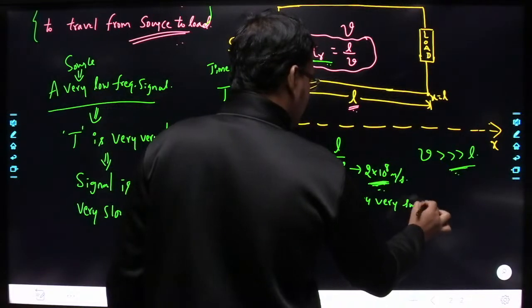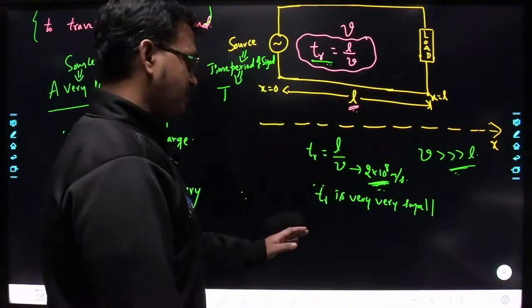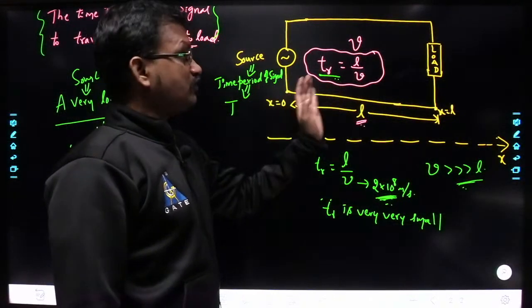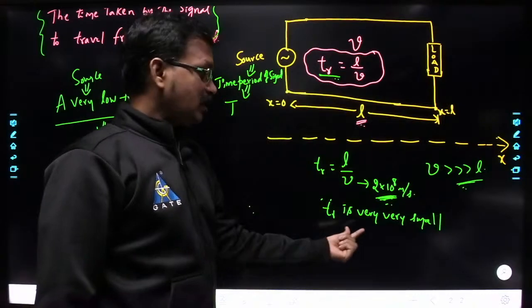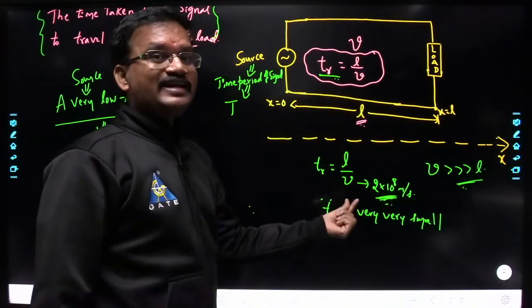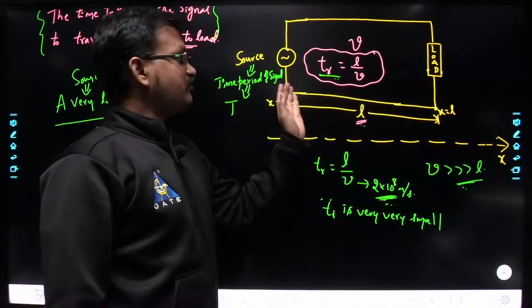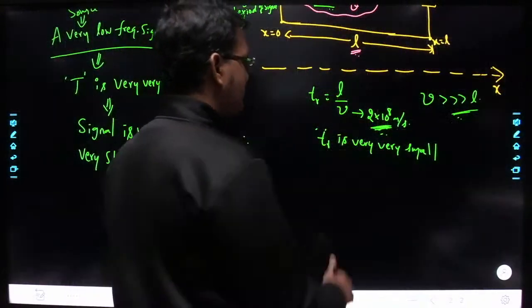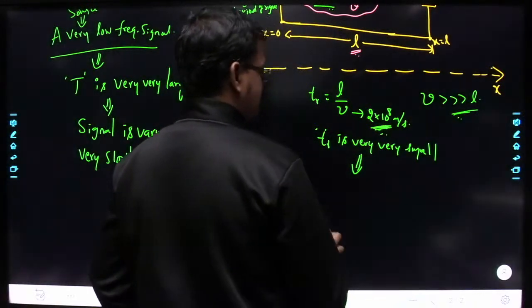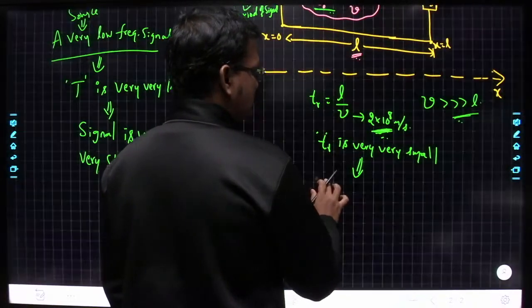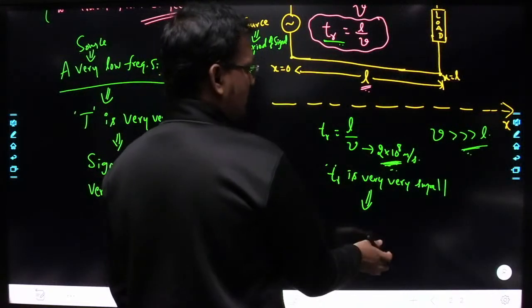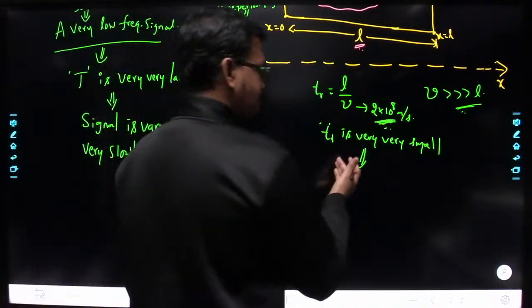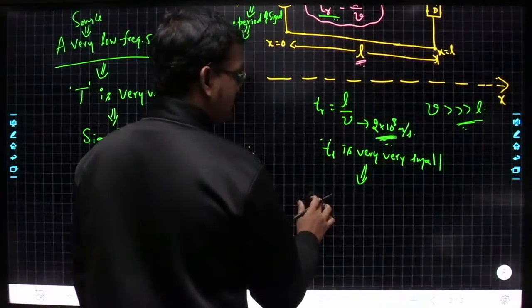Okay, TR is very small. Understood? That means the time taken for the signal to travel from source to load is very fast. TR is very small means what here? Within very less time, the signal will travel from source to load. So TR is very small means the signal is going to travel from source to load in a very fast manner. Yes or no?